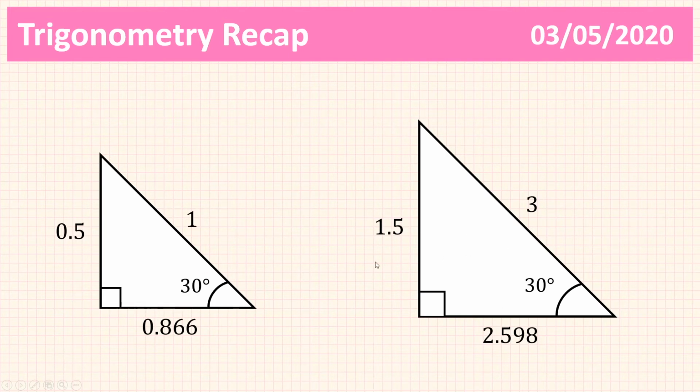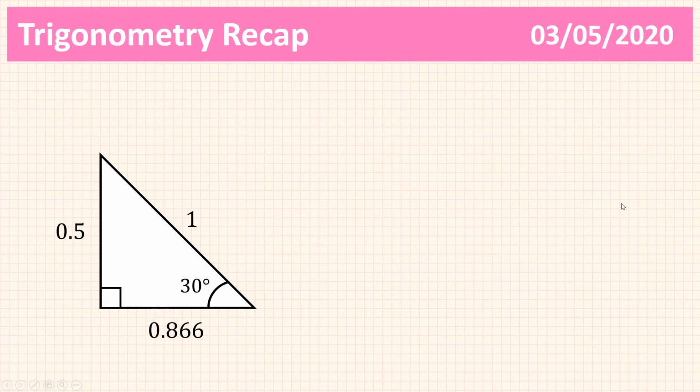So even though we've increased the size of the triangle, because this angle is the same, the ratios stay the same. The ratio between the sides and the hypotenuse stay the same. So we'll have a look at another one. So here's another one. Same triangle as before.